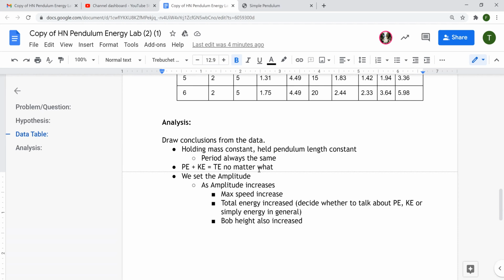All right, here's what I have for my analysis. But while holding the mass and pendulum length constant, the period always remained the same. Potential energy added to kinetic energy equals total energy no matter what throughout the experiment. After setting the amplitude, the max speed increased, the total energy increased, and the bob height increased as well. Should I add something else to that?